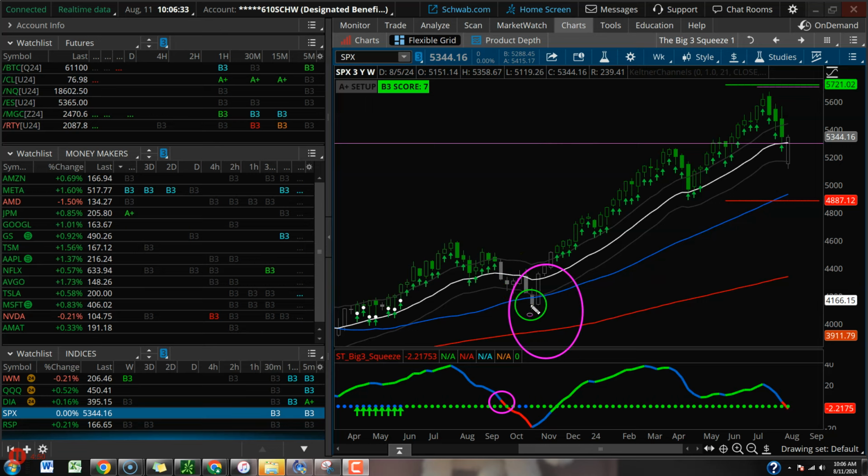You get a little break. They quickly get it back above. Quickly back above that 21. They're able to stabilize it. Then when momentum crosses positive, they're boogieing and they're getting continuation of the trend.